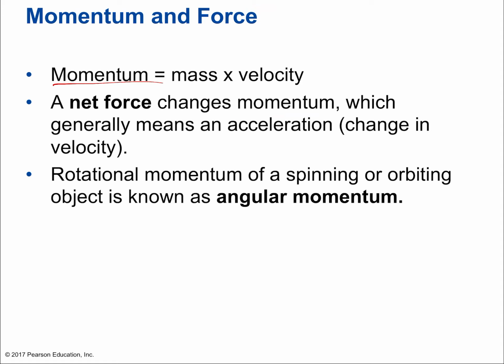Momentum is an important term in physics and astronomy, and it's simply mass times velocity. We already defined velocity, meters per second. Mass is measured in kilograms. So that means momentum is just kilogram meters per second. And the reason we would come up with that particular combination of mass times velocity is because momentum is conserved.